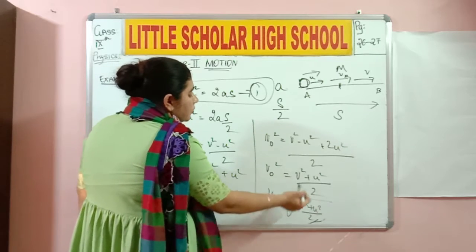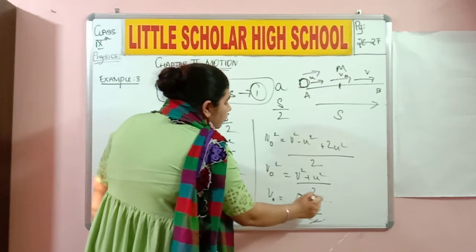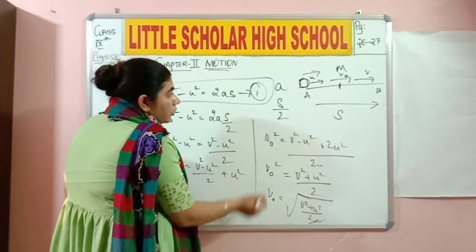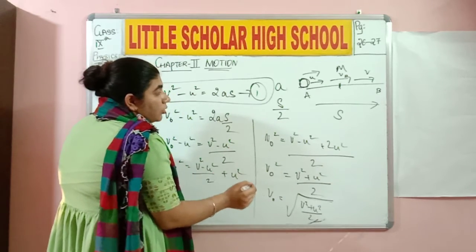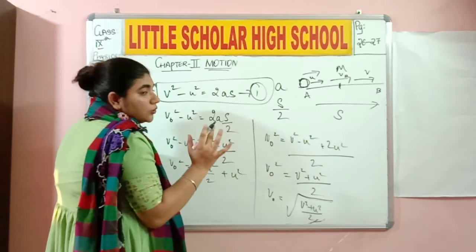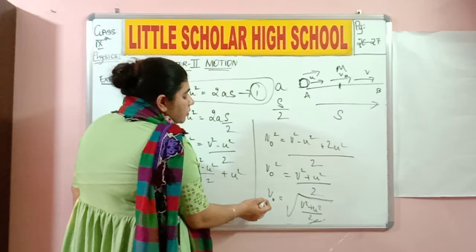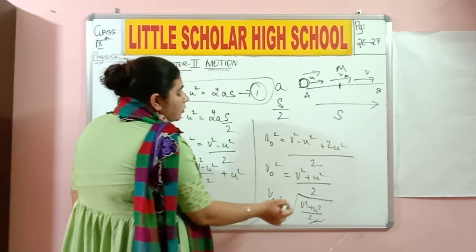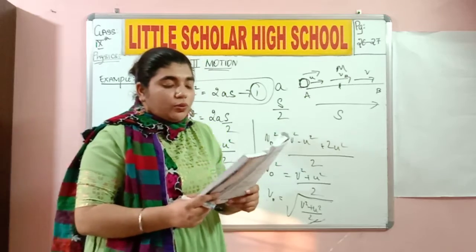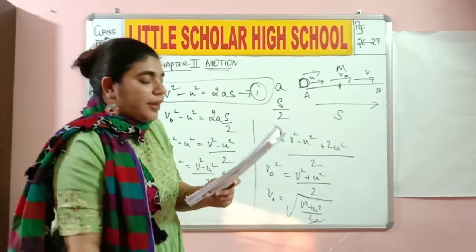You can take the square on this side and it becomes under root. So we get an answer that the velocity of the object at the midpoint of a certain distance, which was moving with the uniform acceleration, is equal to under root of v square plus u square by 2. That is how you do it. And example number 5 as of now.